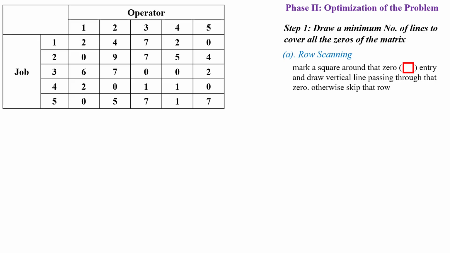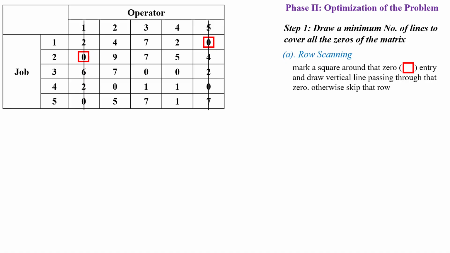So first I have to apply the row scanning. First I go to the first row. In the first row, there is only one 0. Then you have to mark a square around that 0 and draw a vertical line. Next we move to the second row. In the second row also there is only one 0. Then we mark a square around that 0 and draw a vertical line.